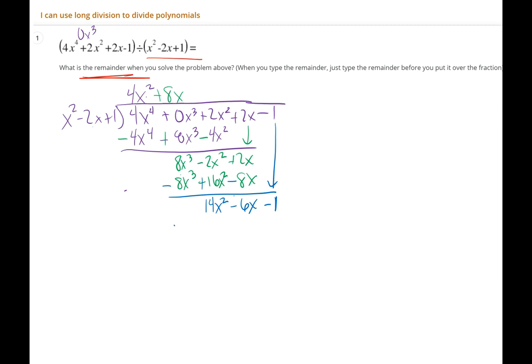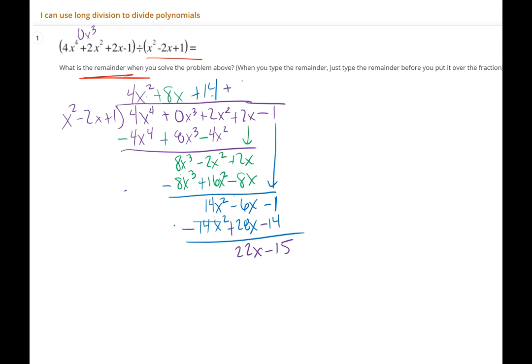And then, oh, not yet. Then we're going to ask ourselves, what times x squared is 14x squared? So we would say plus 14. So we're going to distribute: 14 times x squared is 14x squared. 14 times negative 2 would be negative 28x. 14 times 1 is 14. And then we're going to go ahead and switch the signs. So minus plus minus. The x squareds cancel. Negative 6x and positive 28x is 22x. Negative 1 and negative 14 would be negative 15.